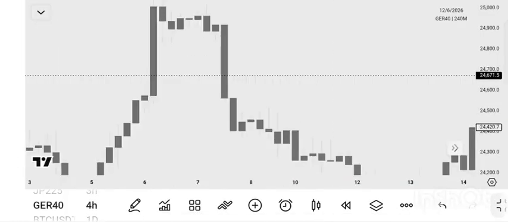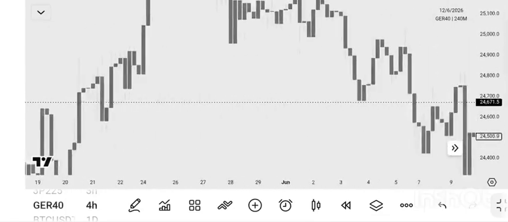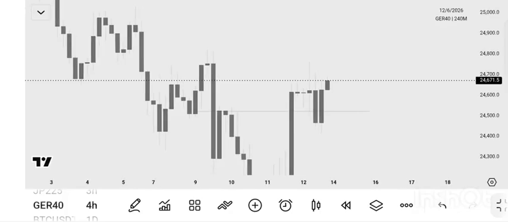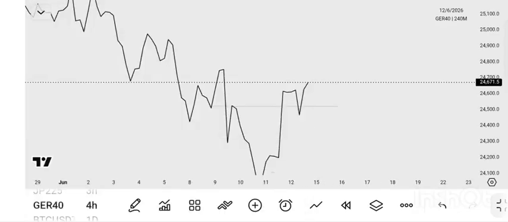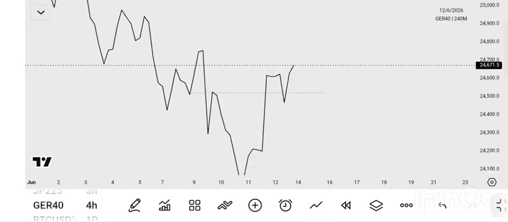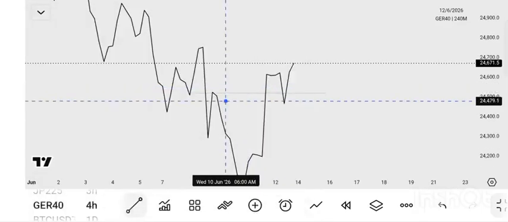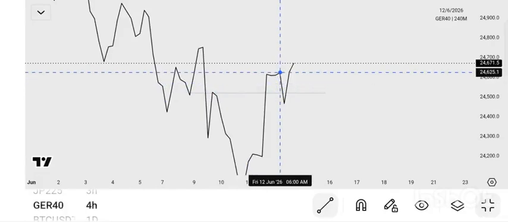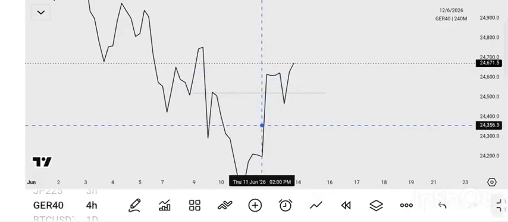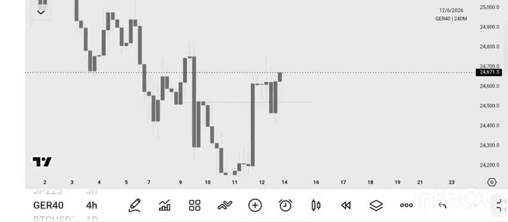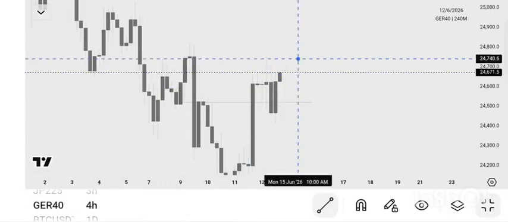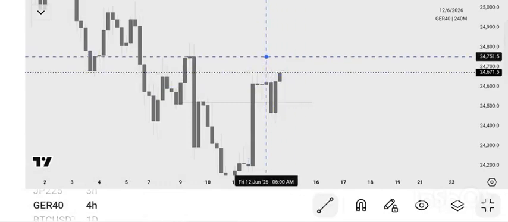On the 4-hour time frame, we are seeing a most recent breakout to the upside. This is a breakout to the upside, and this is also a breakout to the upside. Are you getting what I'm saying? So this pair now is bullish. This kind of pair is a pair that we want to be buying, meaning our target will be here first.